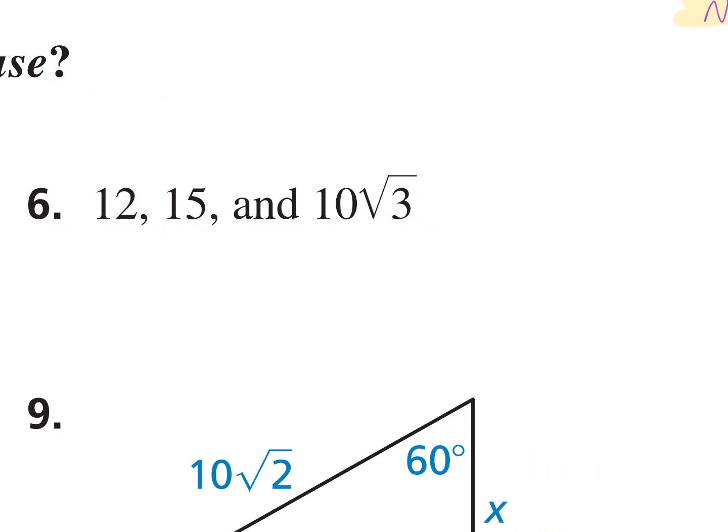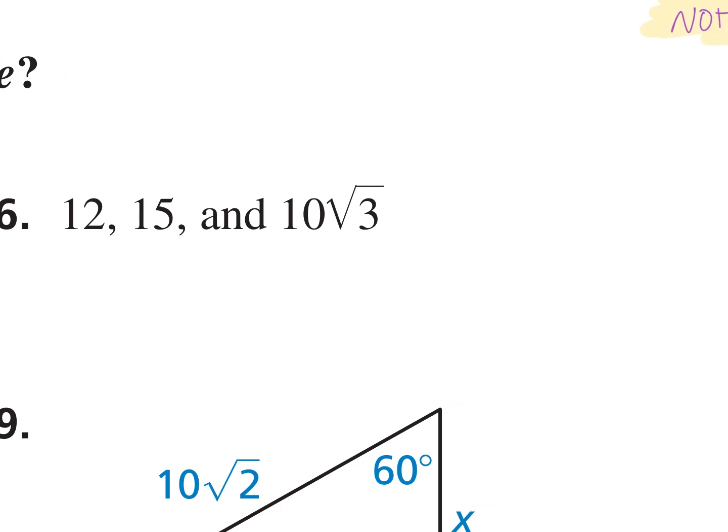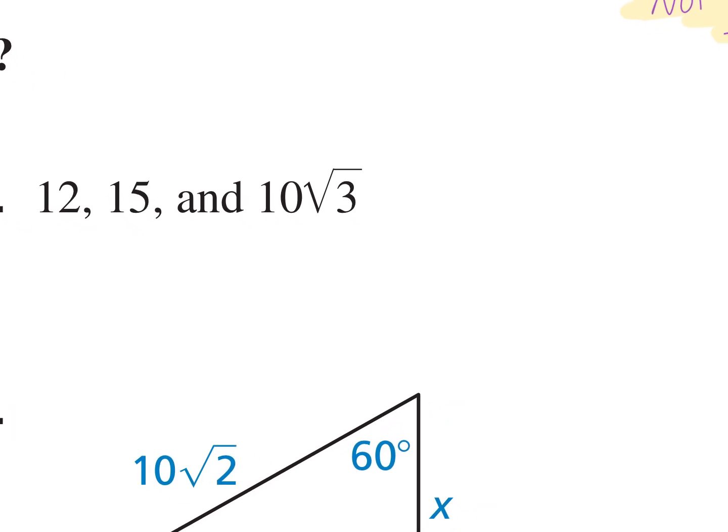If you're not sure which one your hypotenuse is, just plug it into the calculator. 10 times the square root of 3 is going to give you, what, like 17, 18? So that's your largest side. And keep in mind you are squaring everything. So you're going to take your 10 square root 3, everything squared, and then you're going to have 12 squared plus 15 squared.